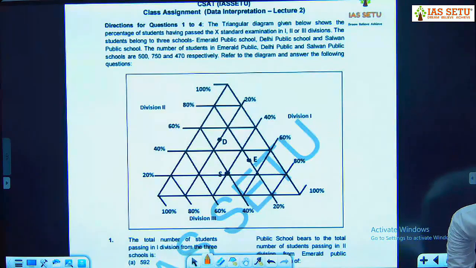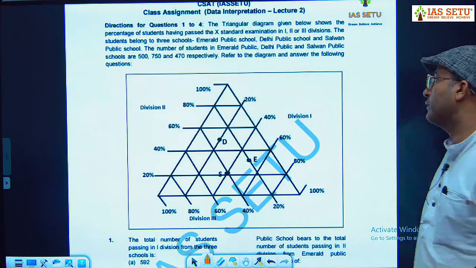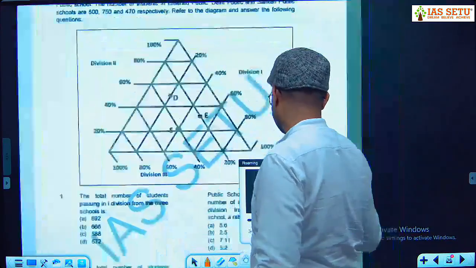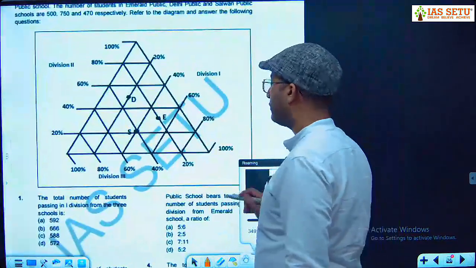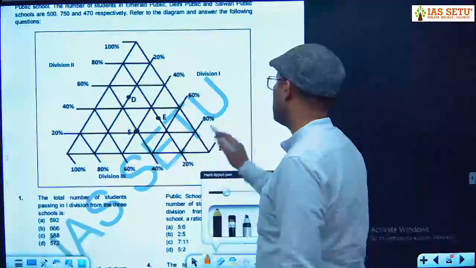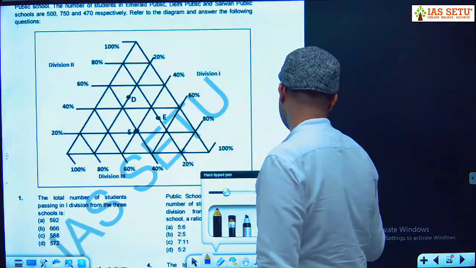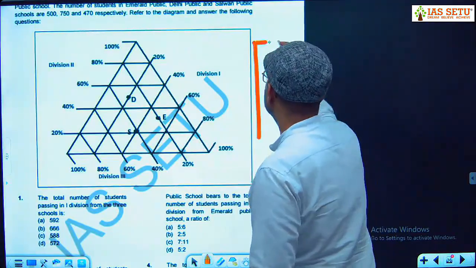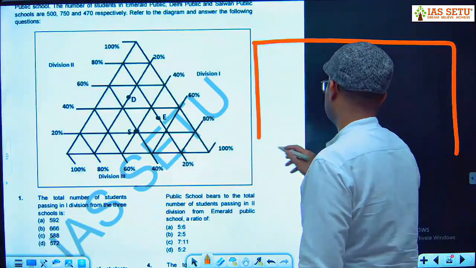Any one of you still not comfortable how to read this pattern? Or are all of you comfortable? Now here, this diagram is given where we have 3 schools, Emerald Public School, Delhi Public School, Salwan Public School, and we have 3 divisions. So we will make a table based on this.